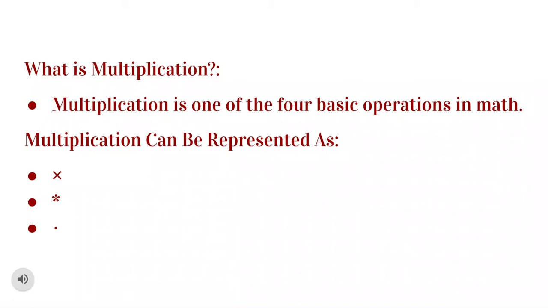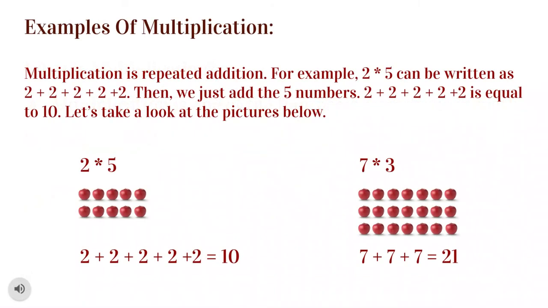Multiplication can be represented as an X, a star, and a dot. These are the three signs that are eligible to use when writing a multiplication problem. Here are a few examples of multiplication.